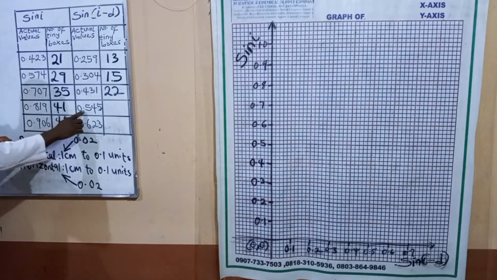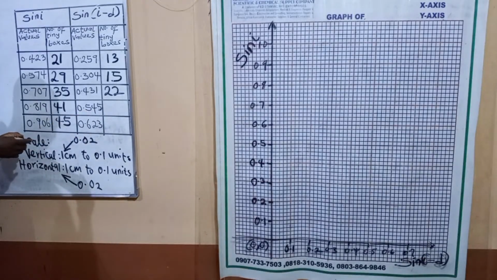Then the next one is 0.545. So let's do that quickly.